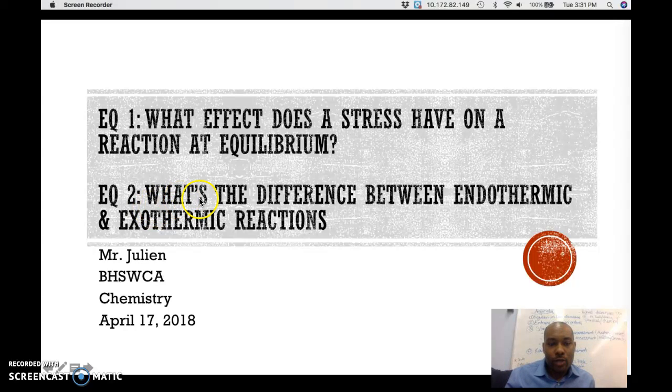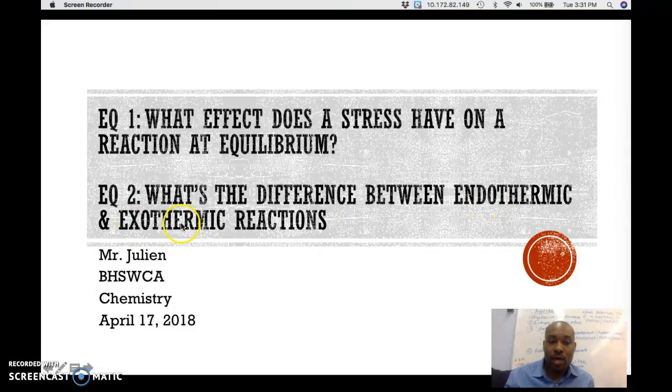In today's lesson, we're going to take a look at the difference between endothermic and exothermic reactions. And before we even define these terms, you can look at some of the different parts of the word to give you an idea about what they're about. So for example, in endothermic, the prefix endo means in, and therm means heat. So it literally means heat coming in.